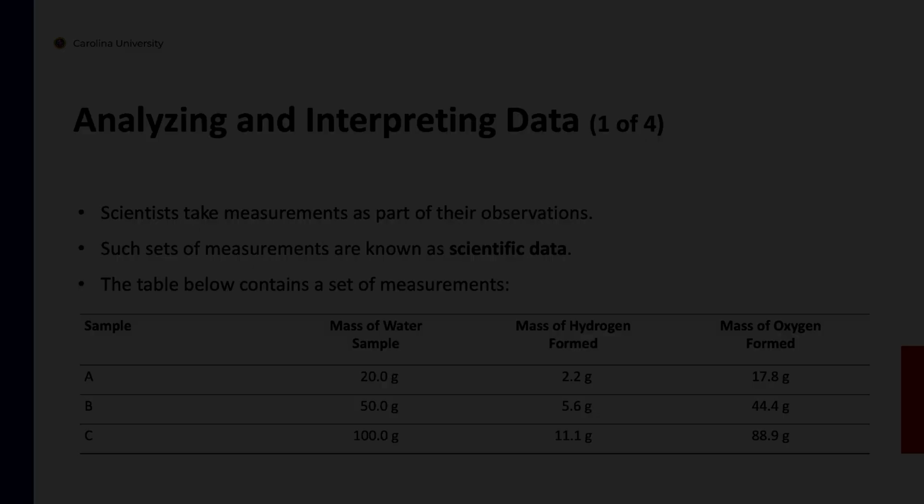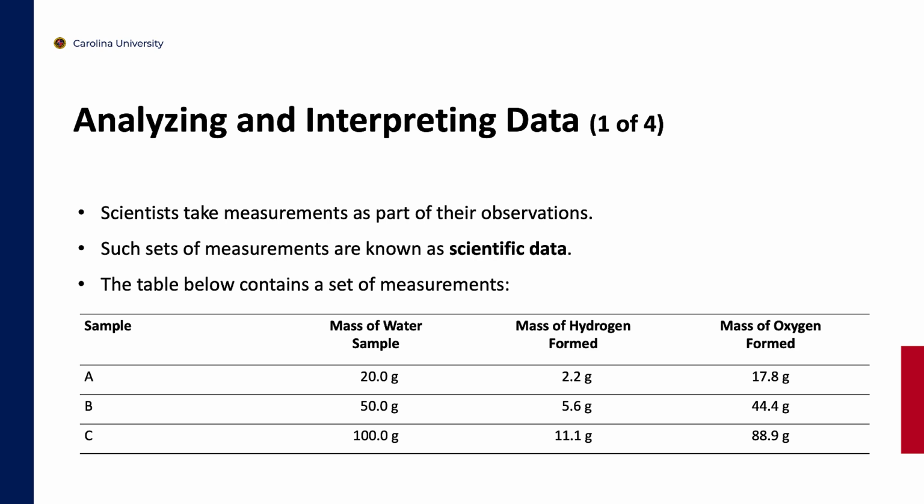Scientists take measurements as part of their observations, and such sets of measurements are known as scientific data. Suppose you are an early chemist trying to understand the composition of water. You know that water is composed of the elements hydrogen and oxygen. You do several experiments in which you decompose different samples of water into hydrogen and oxygen, and you get the following results. The table below contains a set of measurements.